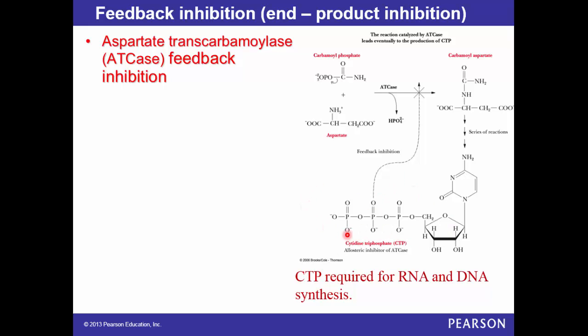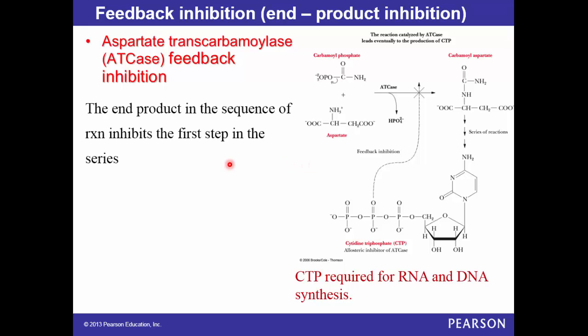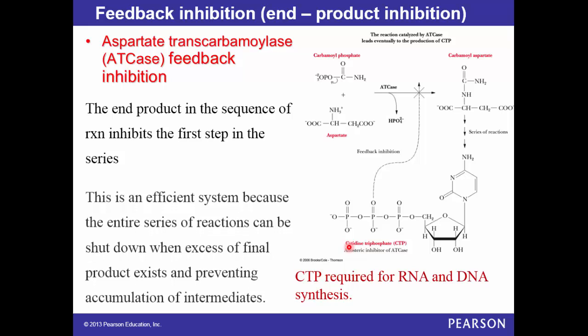Now, when the concentration of CTP reaches a certain value, it goes all the way and inhibits ATCase, and this is called feedback inhibition. So CTP is an inhibitor of ATCase. Now also it's called end product. The end product in the sequence of reactions inhibits the first step in the series. Then feedback inhibition, you can call it also end product inhibition.